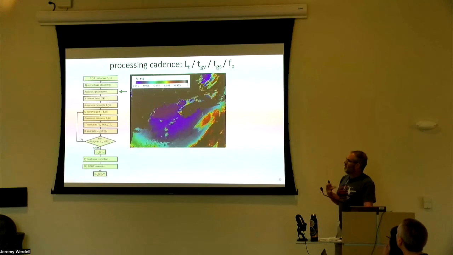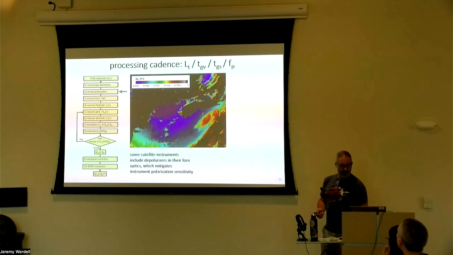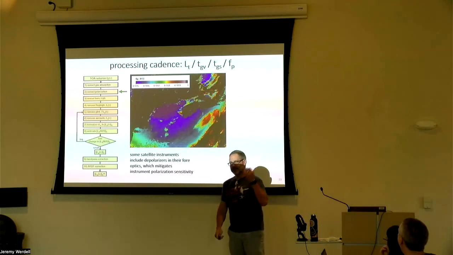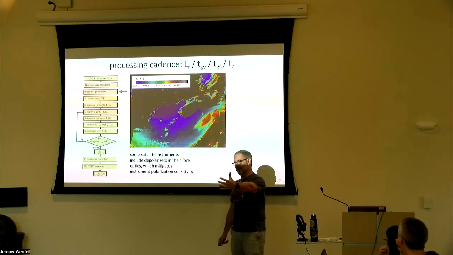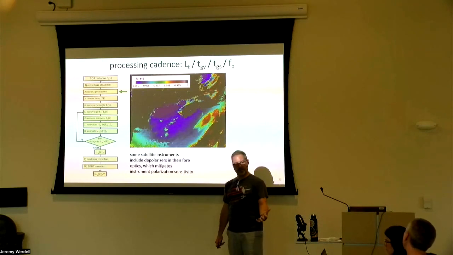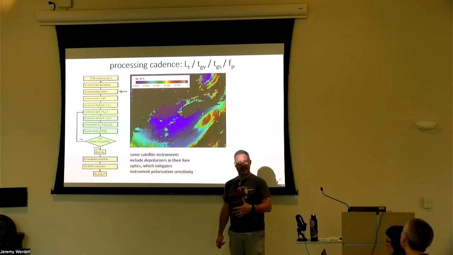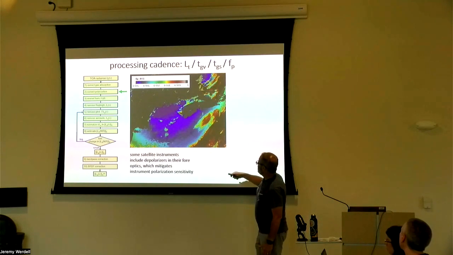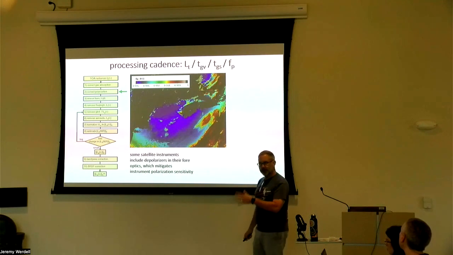No. Okay, instrument polarization is something you need to care about. This depends on the instrument that you actually care about. There are some satellite instruments that put depolarizers in their fore optics, so it scrambles all the light and you don't have to deal with polarization. There are others, like MODIS, that have a polarization sensitivity that wasn't well characterized when it was launched. You can see the effect of it in here.